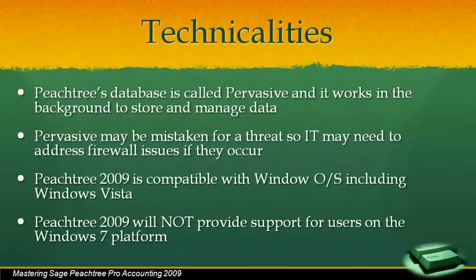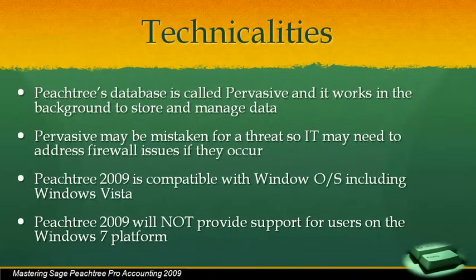First of all, PeachTree's database is called the Pervasive Database, and it works in the background to store and manage your data. The problem is that Pervasive can actually be mistaken for a virus. So if you have things like firewalls and those types of pieces of software in place, it might try to block it and you run into some issues. If it's mistaken for one of those threats, you should have your IT, or you if you know how to do so, make some firewall adjustments and make sure that Pervasive can be accessed by PeachTree without bringing up these threats all of the time.